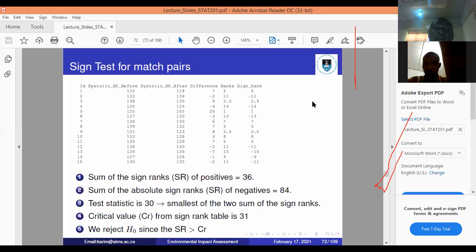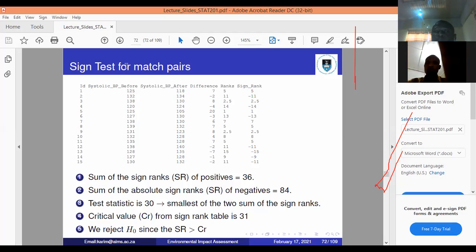We have to measure the systolic blood pressure of people before a particular intervention or project. So before you start the project, you measure the systolic blood pressure of this number of people. I'm just showing only part of the data, not all of it. So you have the systolic blood pressure of the people before the project has started. And then after you start the project, you have the systolic blood pressure here.